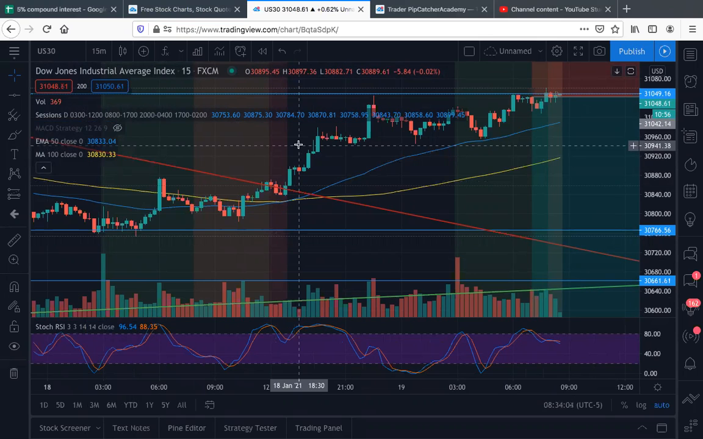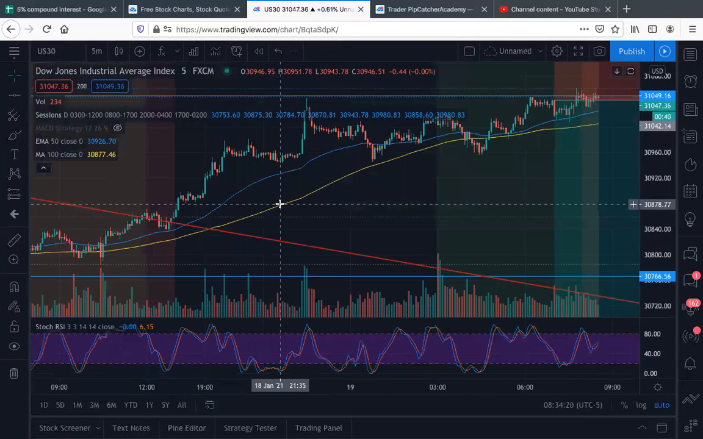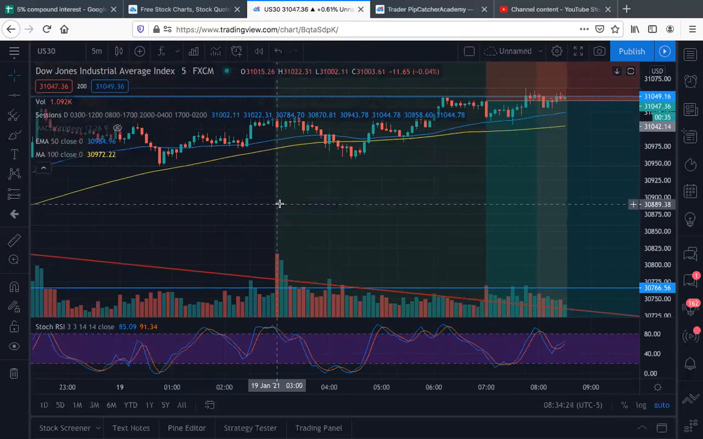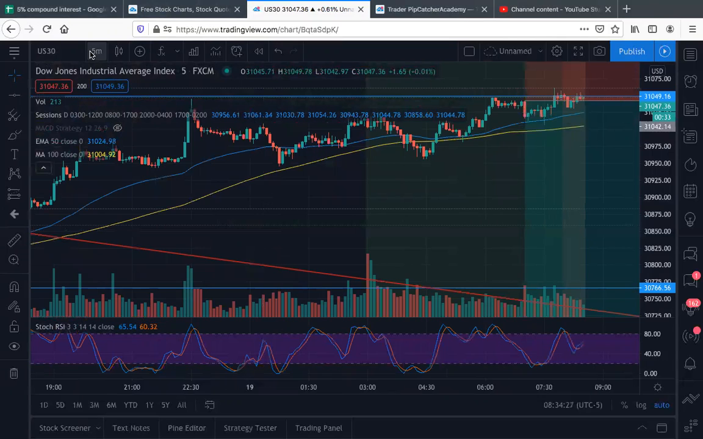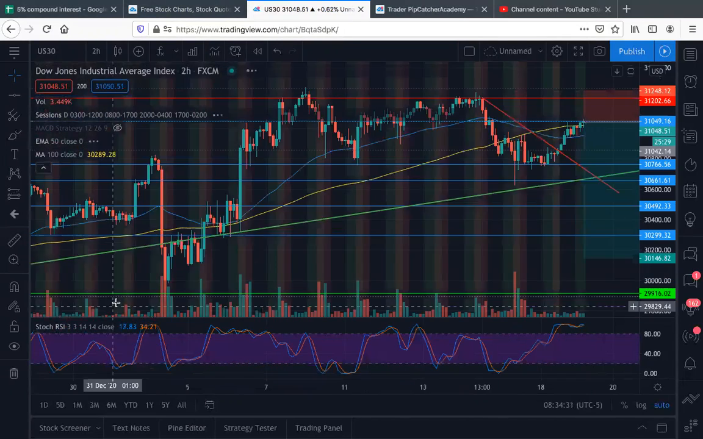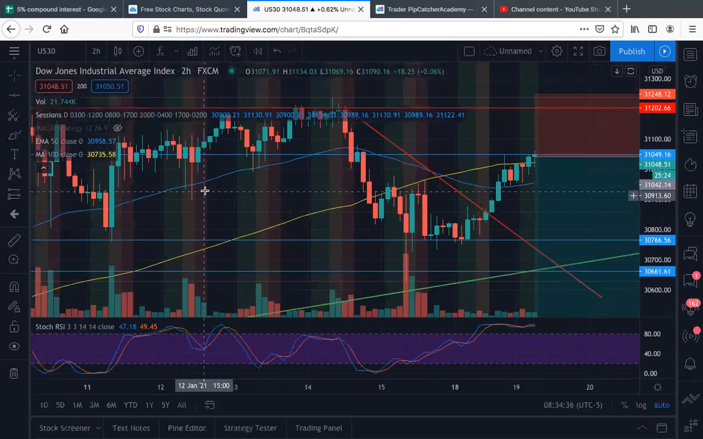Just trying to see if I see anything. All right. At that level, bounce star. All right. On the 15, go to the 5. We are getting flat on the 5. Okay. But I don't know. Let's just keep taking a look.